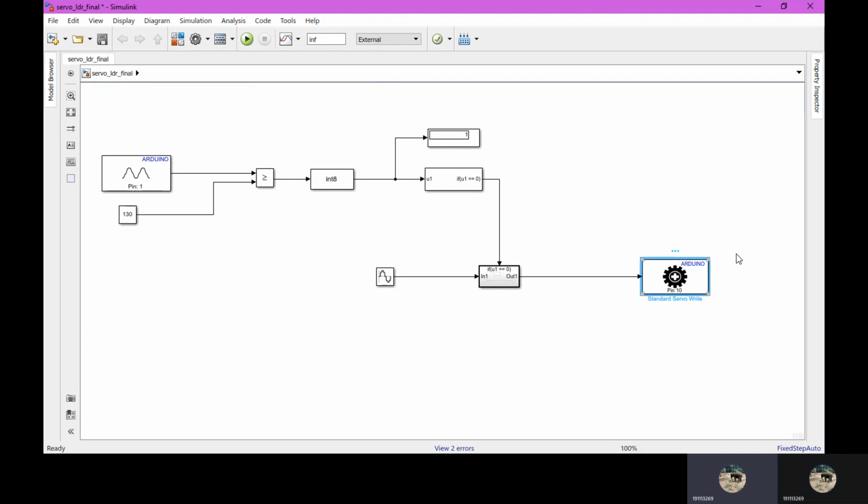So at this point I will upload my program to Arduino. So in a later video I have shown the physical implementation of the project, how after deploying this whole model to the Arduino, how it works. So you can see there.